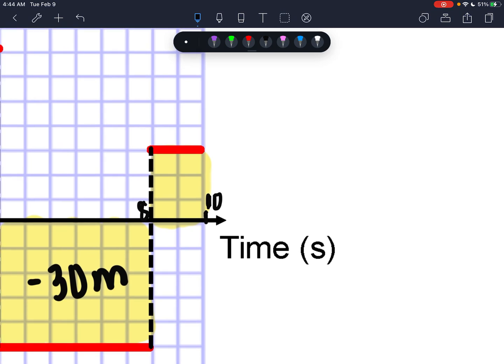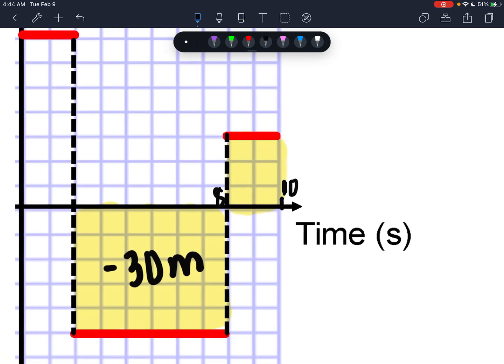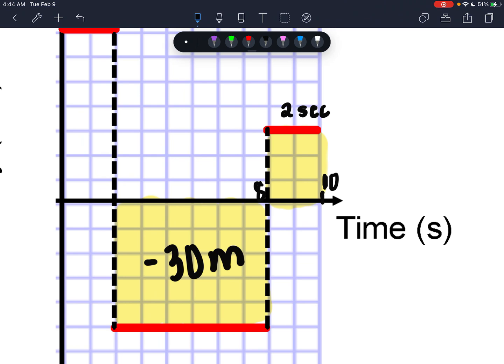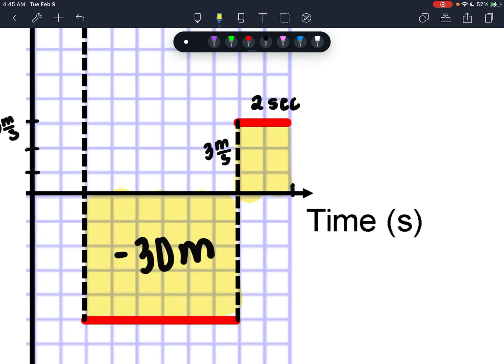So if I were to label the height and the width of this rectangle, first of all, my base is going to be from 8 to 10. That's a base of 2 seconds long. My height is going to be 1, 2, 3. That looks to be 3 meters per second tall. And I don't like that 8 right there, so I'm getting rid of it. And I don't like that 10 right there, so I'm getting rid of it. It looks sloppy. There we go.